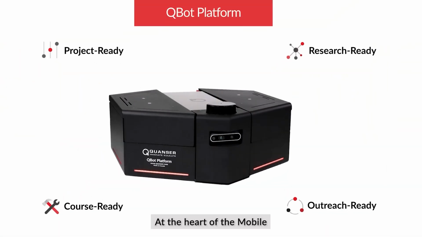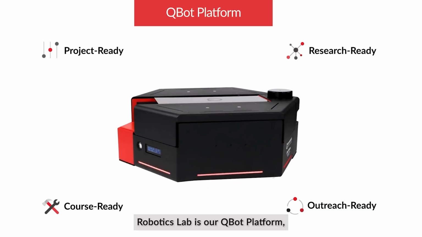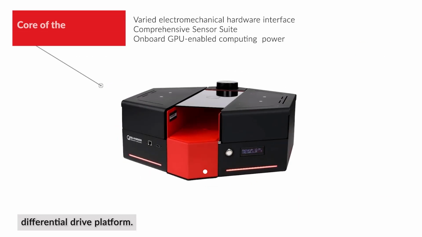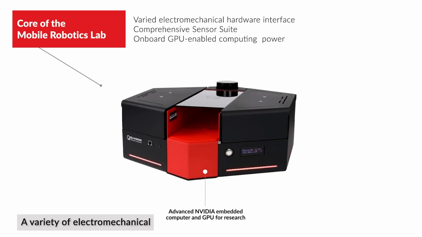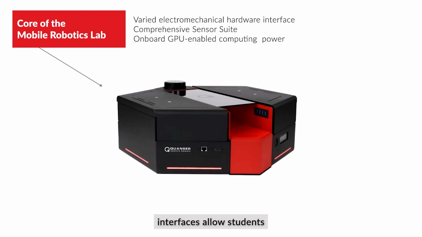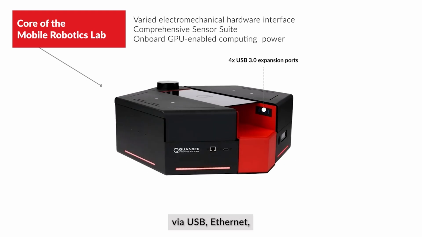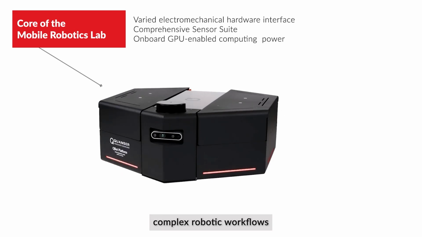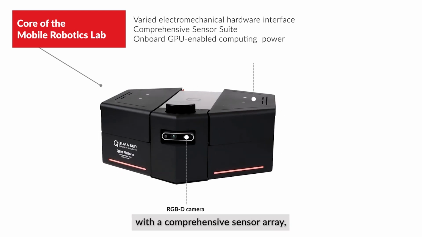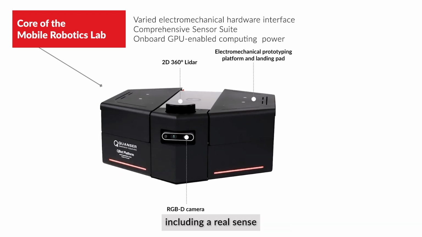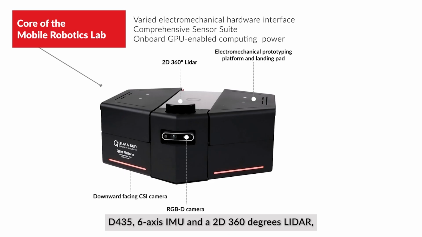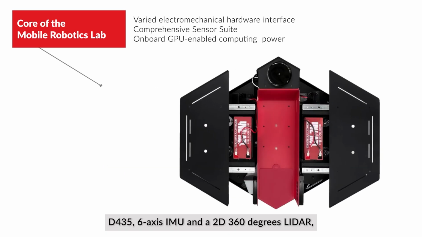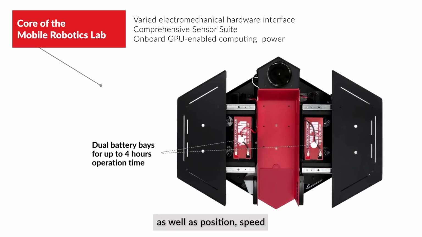At the heart of the Mobile Robotics Lab is our QBot platform, a fully instrumented differential drive platform. A variety of electromechanical interfaces allow students to integrate their own devices via USB, Ethernet, or the expandable GPIO. Students can design complex robotic workflows with a comprehensive sensor array, including a RealSense D435, 6-axis IMU, and a 2D 360 degrees LiDAR, as well as position, speed, and current feedback on the drive motors.